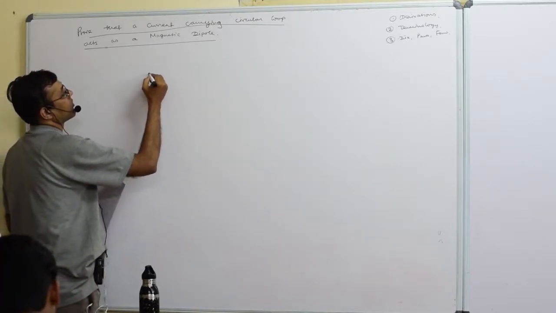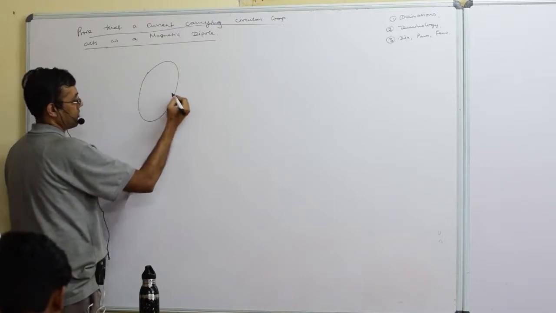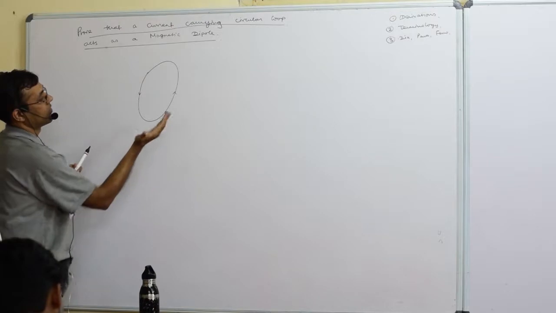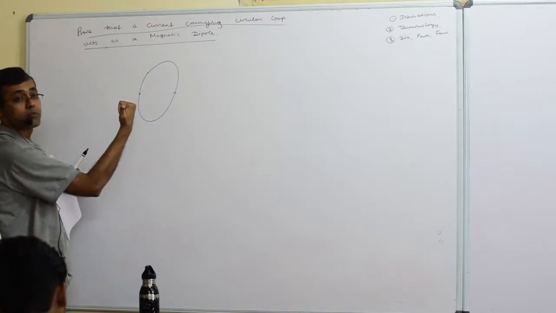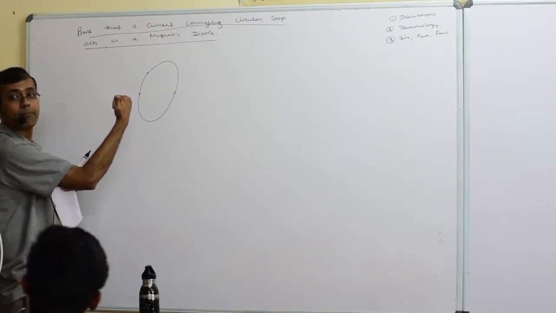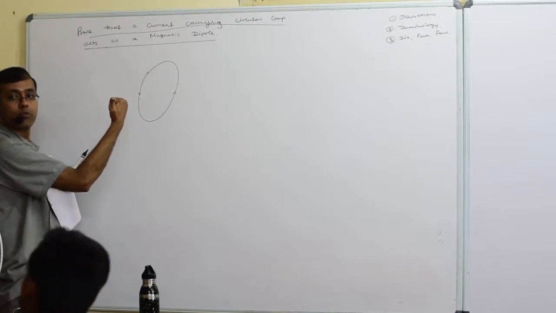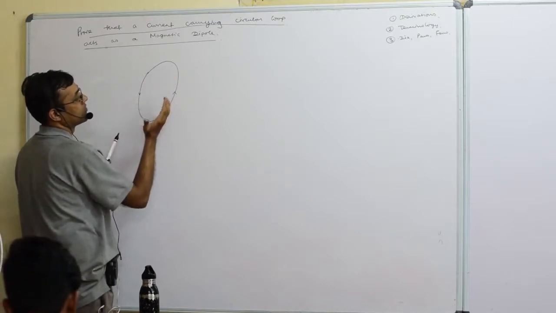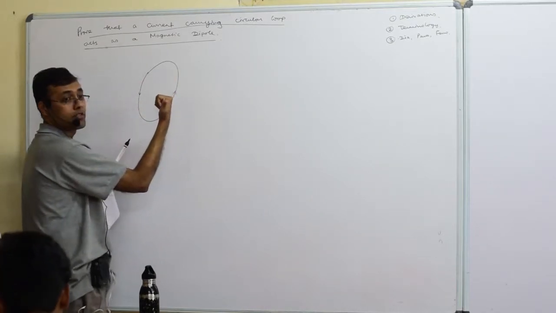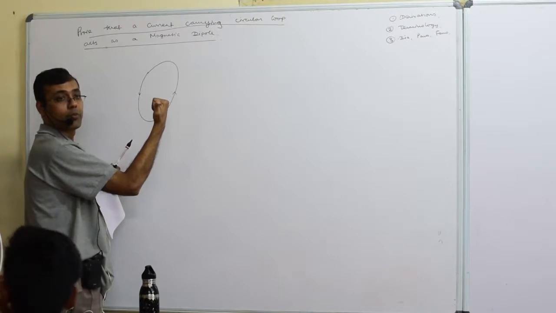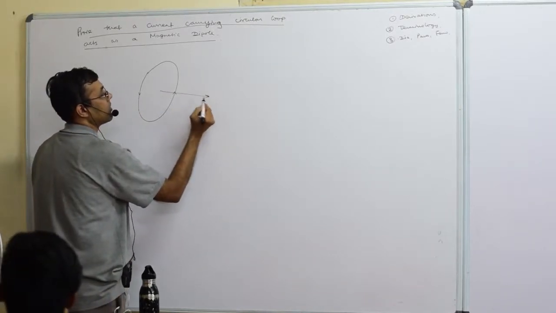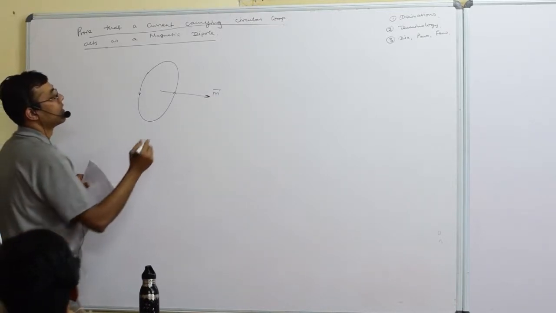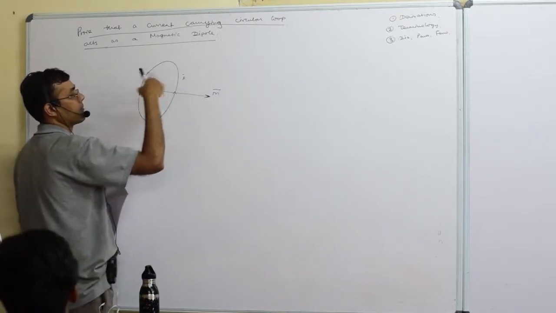Current carrying circular loop means, let's draw something like this. So let's say the current is flowing like this. So what does the term represent? Magnetic dipole moment, right? So magnetic moment M. If the current is going like this, this will represent the magnetic dipole moment direction. So this is my M, and the current is flowing here, I.